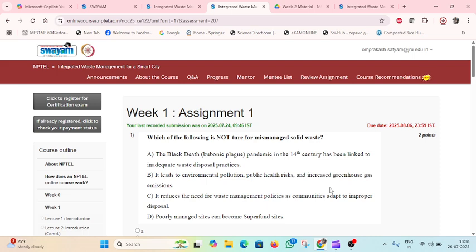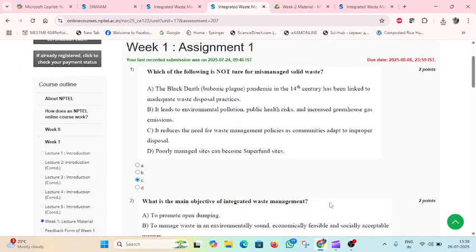And we have four options: the Black Death, bubonic plague pandemic in the 14th century has been linked to inadequate waste disposal practices. Second, it leads to environmental pollution, public health risk, and increased greenhouse gas emissions. Third, it reduces the need for waste management policies as communities adapt to improper disposal. Or fourth, poorly managed sites can become Superfund sites. And among the four options, the right option is C, that it reduces the need for waste management policies as communities adapt to improper disposal.